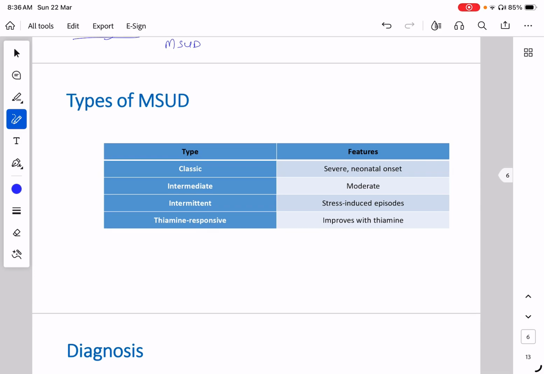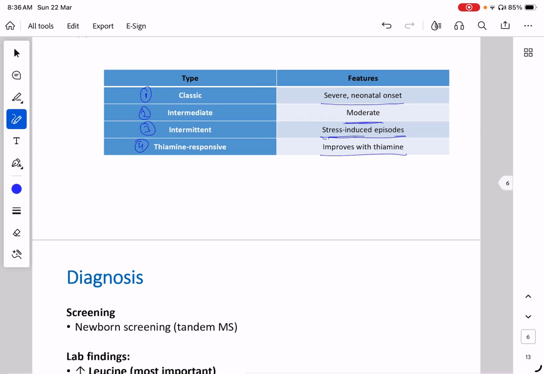Now types of maple syrup urine disease. The first one is the classic variety. It's very severe and neonatal onset. The intermediate variety is moderate and a little bit later onset. Intermittent: only stress-induced episodes are there. During exertion or stress, the symptoms may appear. And thiamine responsive: improves with thiamine. So these are the four varieties of maple syrup urine disease.